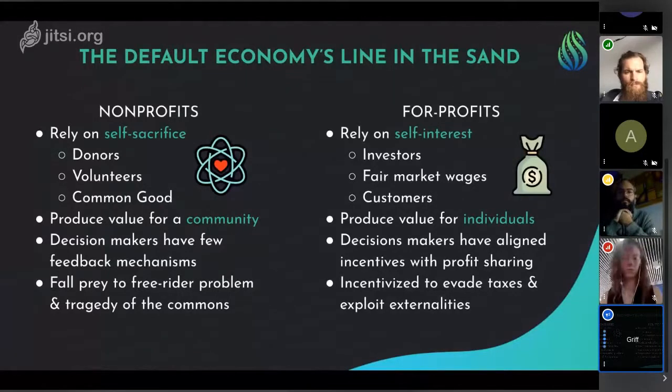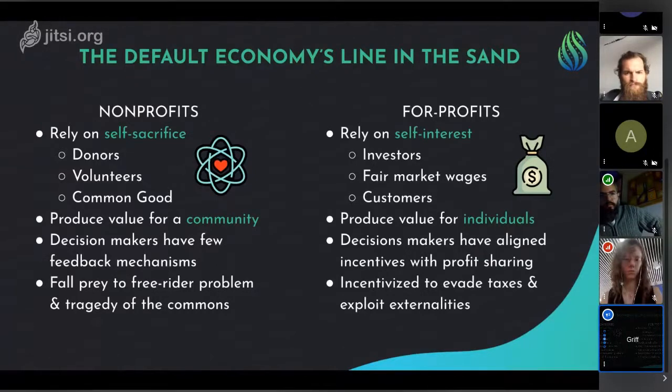This is the game of our economy. This is what I would like the game for our economy to be. And I think generally the Commons Stack team feels the same way. Currently, nonprofits are a horrible fit for the current economies that we have, and they have a few major problems. Number one, they rely on self-sacrifice.